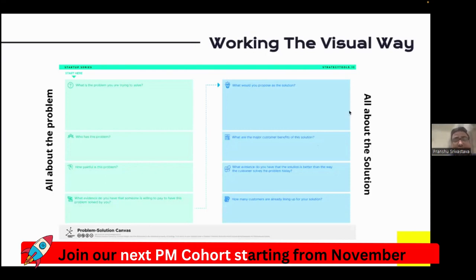What evidence do you have that the solution is better than the way the customer solves the problem today? Today a customer is doing a jugaad, let's say, and solving his or her problem. Is your solution better enough? Is your solution worth enough for the customer so that the customer uses your solution, and how many customers are already lining up for your solution? That is also very important.